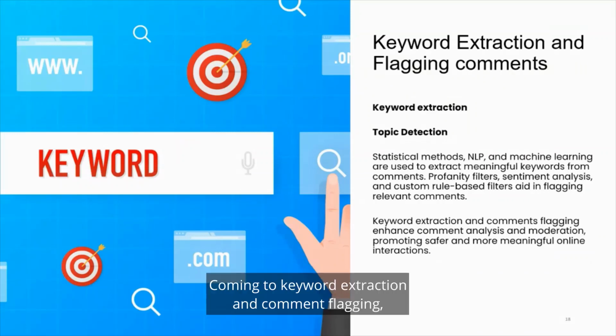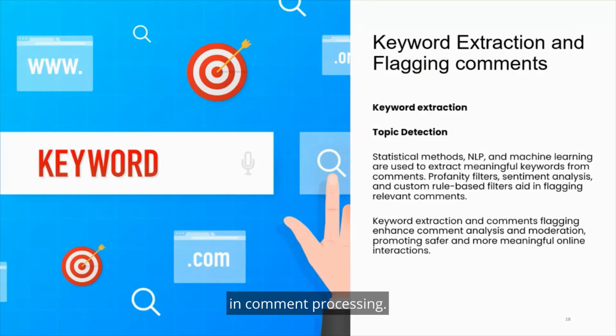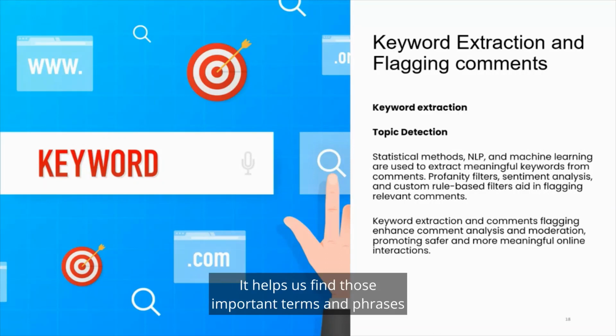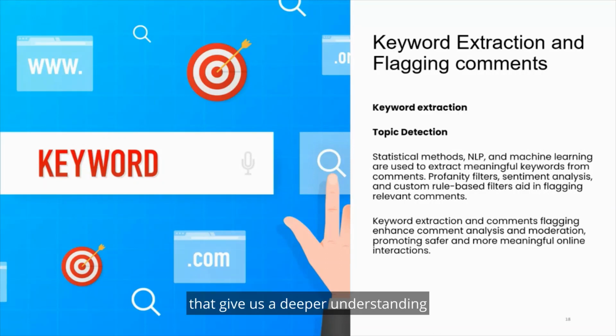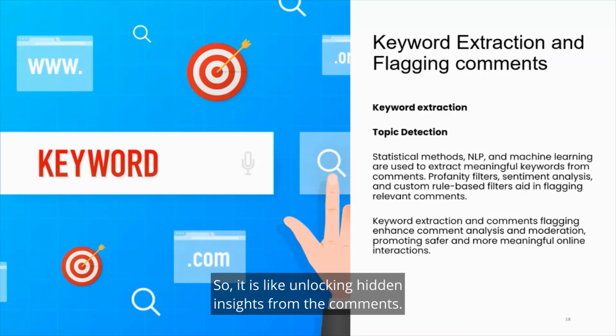Coming to keyword extraction and comment flagging. So keyword extraction is like our secret weapon in comment processing. It helps us find those important terms and phrases that give us a deeper understanding of what people are talking about. So it is like unlocking hidden insights from the comments.